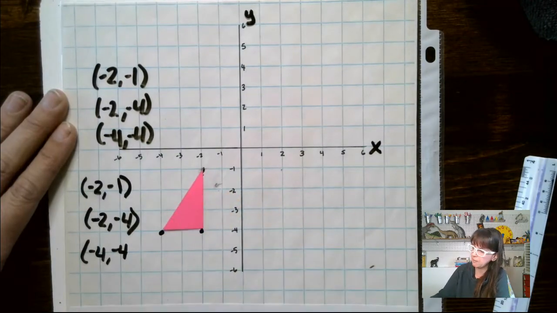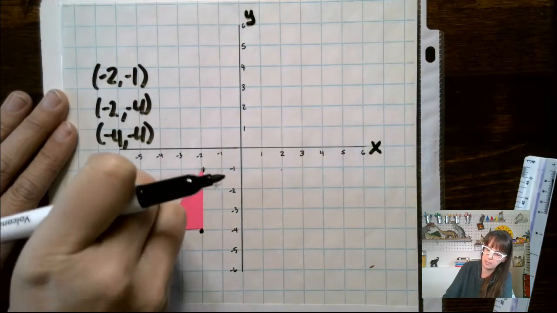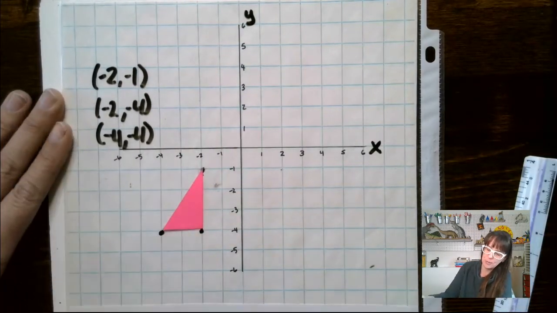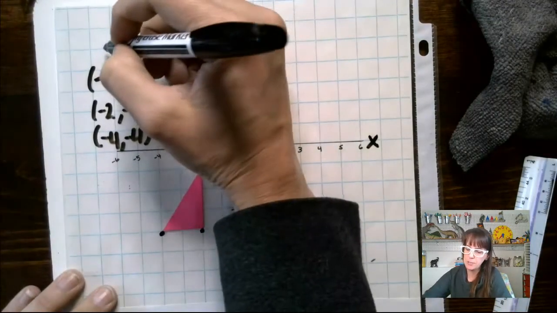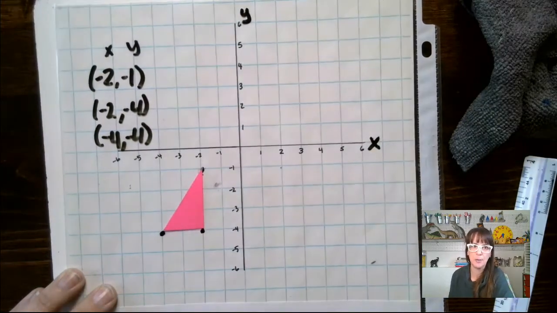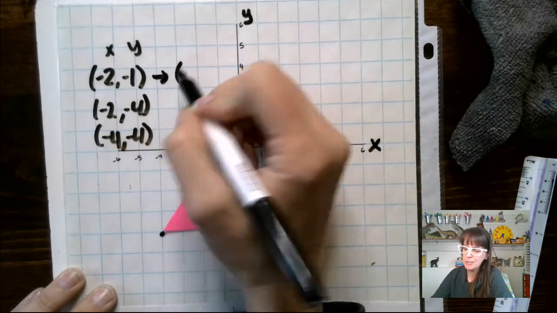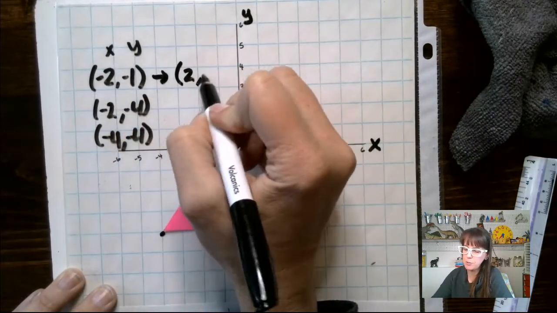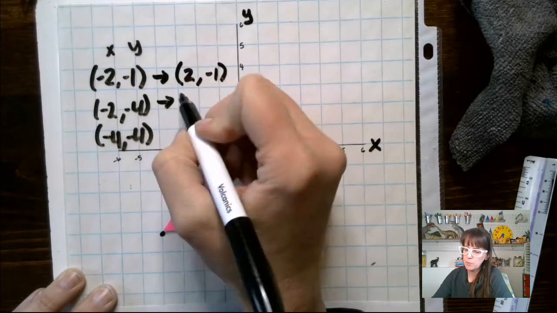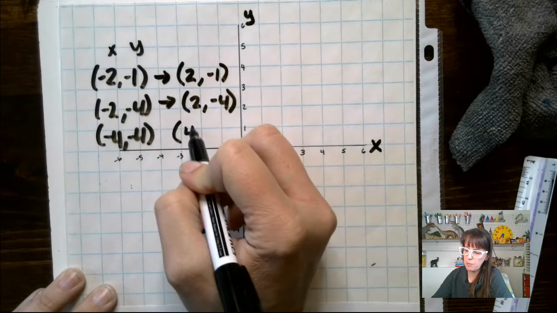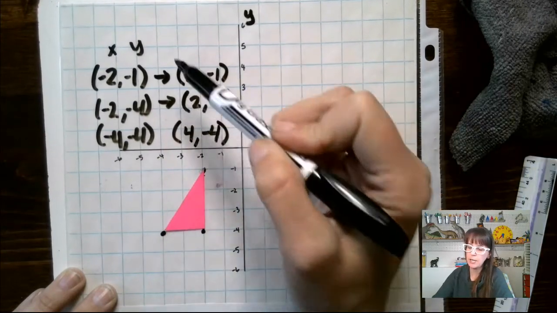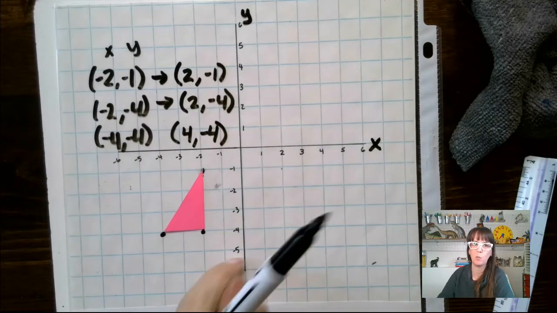Okay, so we've got this guy right here. We are going to reflect across the y-axis. So since we're reflecting across the y, you gotta change your x. So remember, this is your x, this is your y right in here. All we gotta do is change these guys. So now this guy becomes positive, so 2, negative 1. This one becomes 2, negative 4. And this one becomes 4, negative 4. So you'll see I changed my x's because I'm reflecting across the y-axis.